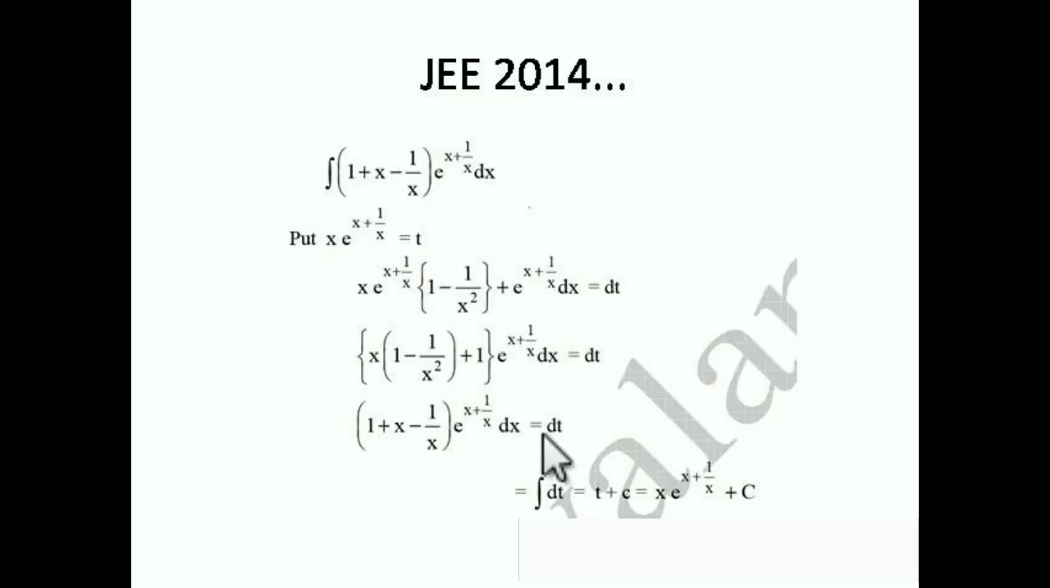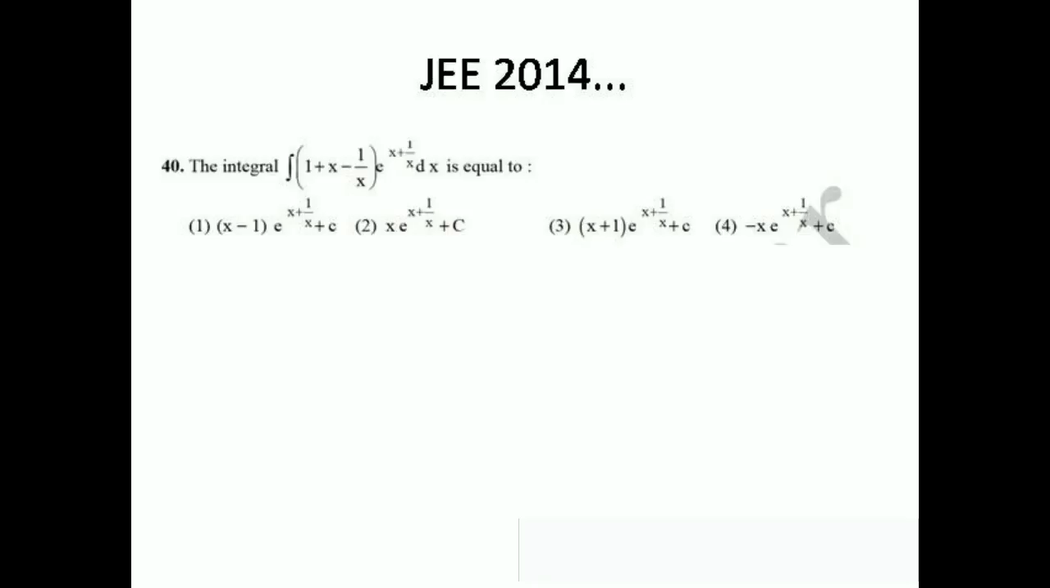See friends, by small thinking I can get the idea how to implement it. So this whole thing becomes dt. Integration of dt is t plus c. And what is t? t is x into e raised to x plus 1 by x. So x into e raised to x plus 1 by x plus c is my answer. The right answer is option number B.